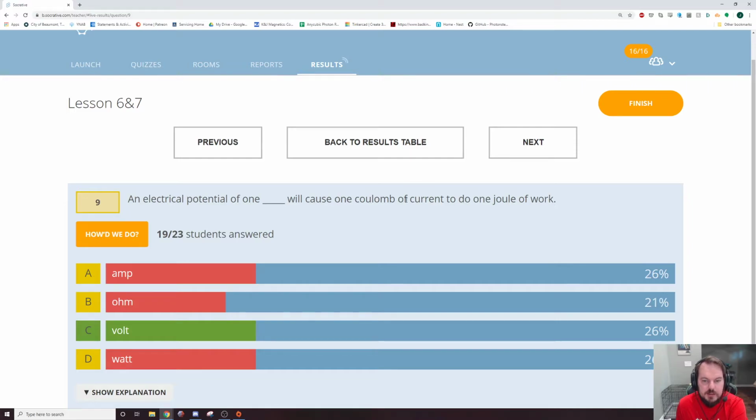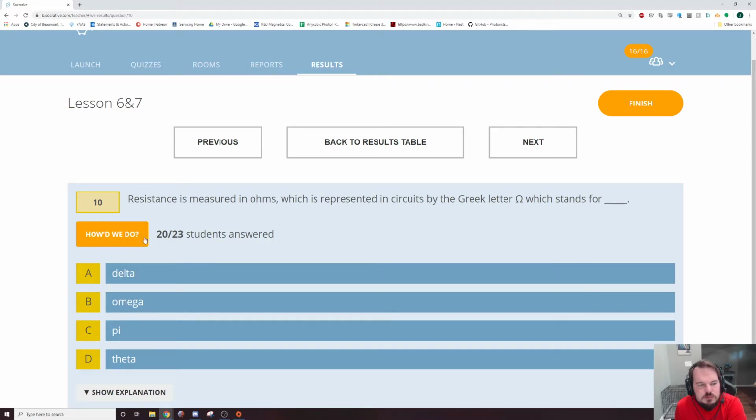An amp is actually the amount of time. No. An amp is a measurement of the number of coulombs that flow through a spot on a circuit in 1 second. Resistance is measured in ohms, which is represented in circuits by the Greek letter omega.